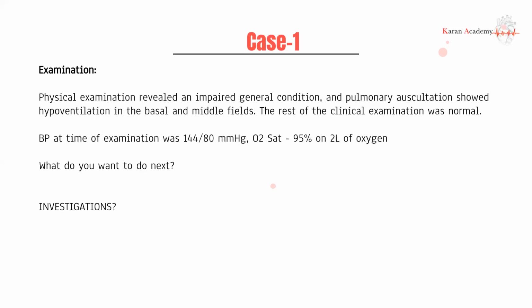Physical exam reveals an impaired general condition, so she's generally unwell. Pulmonary auscultation showed hypoventilation in the basal and middle fields. The rest of the clinical exam was plumb normal. BP at this time was 144/80. O2 sat 95 on 2 liters of oxygen. So the fact that she's on 2 liters of oxygen and is still 95, which is okay but not great, makes us think that there might actually be a genuine respiratory pathology. The blood pressure is slightly high, which may be normal for her, and we know she's taking an ACE inhibitor, perindopril.